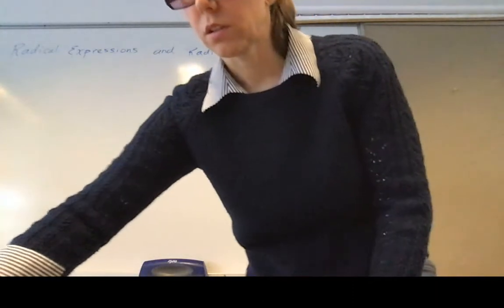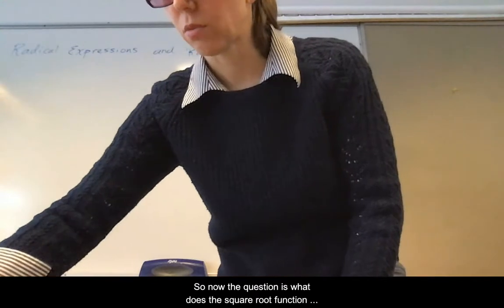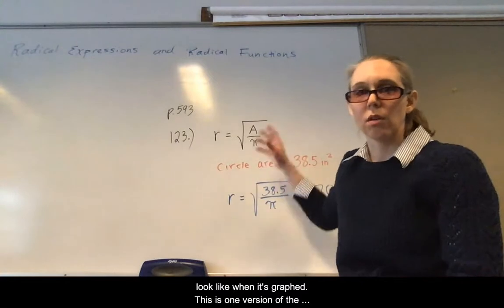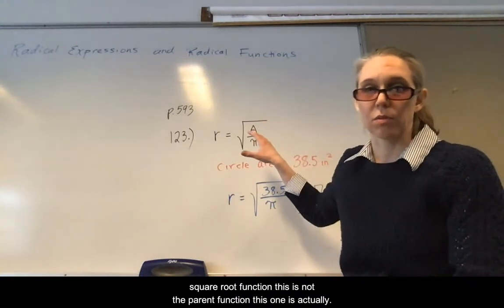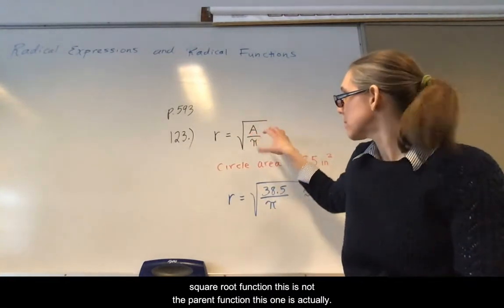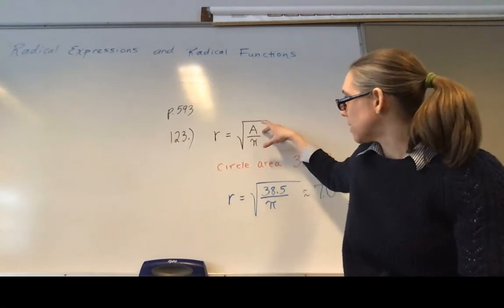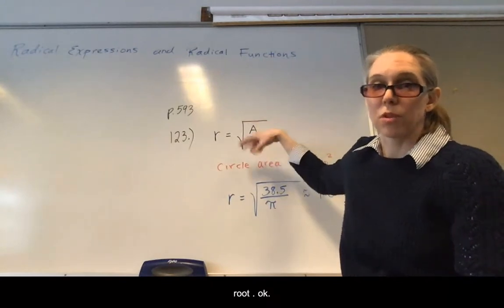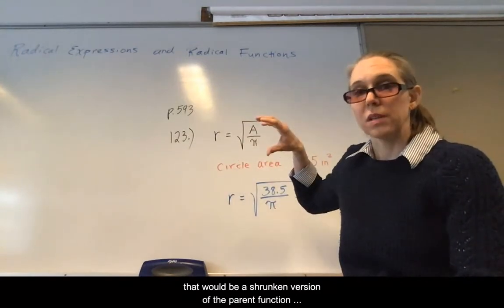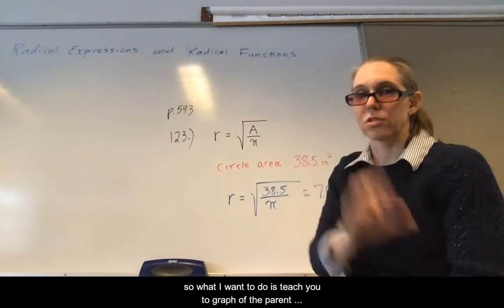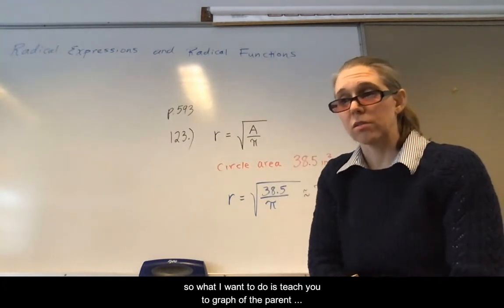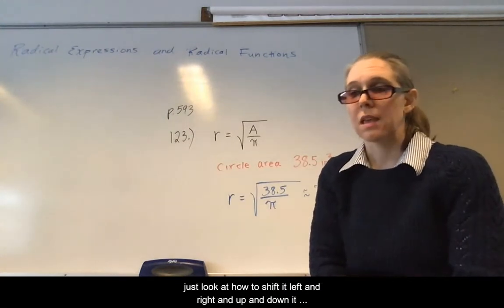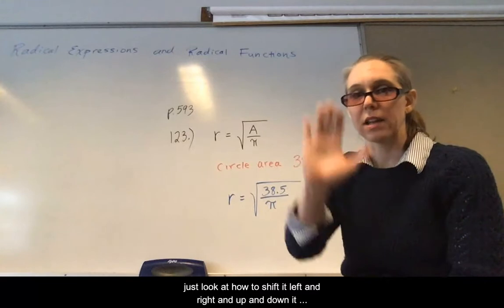Alrighty. So now the question is, what does the square root function look like when it's graphed? This is one version of the square root function. This is not the parent function. This one is actually manipulated because you have the variable, it's divided by pi before you take the square root. Okay, so that would be a shrunken version of the parent function. So what I want to do is teach you the graph of the parent function, the very basic square root function, and then we'll just look at how to shift it left and right and up and down.